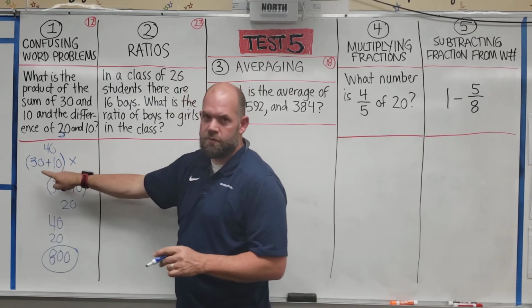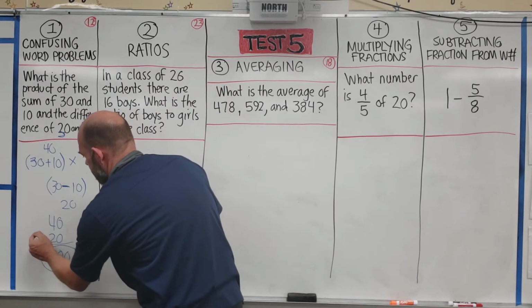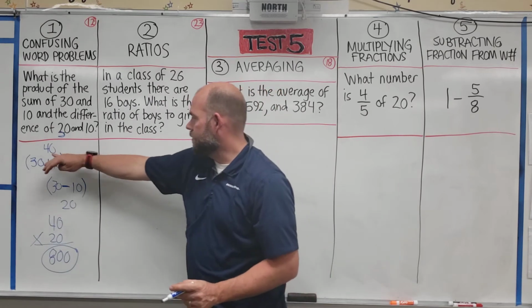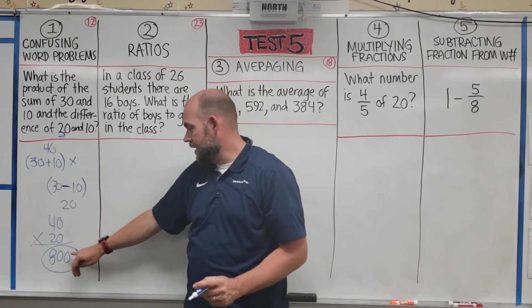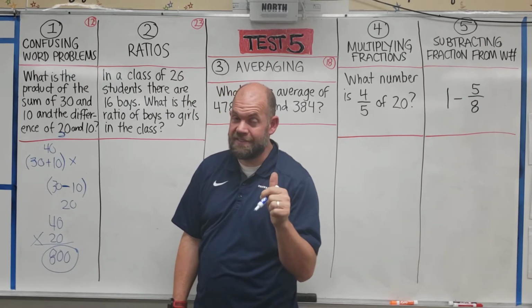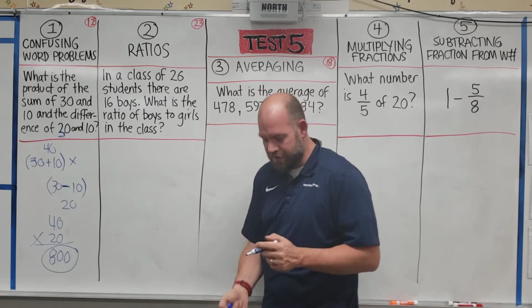So I do one part first, then the other part, and put them together. Then I have to, of course, finish the problem by getting the product, which is multiplying. So I take the first parentheses, I get 40, the second parentheses I get 20, multiply them together, and get 800. Are these word problems confusing? Yes, they are. Is it a good challenge? Yes, it is. All right, let's go to the second one, ratios.